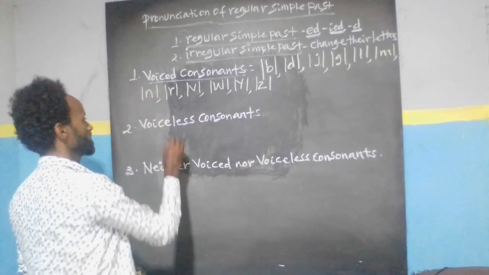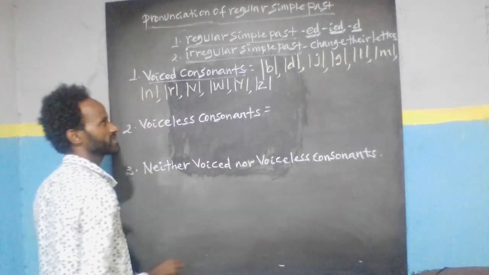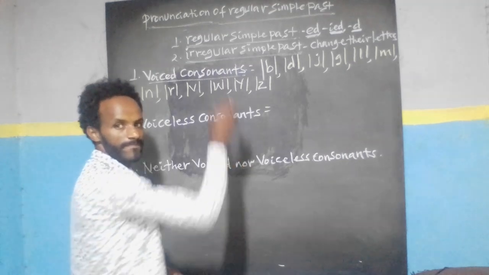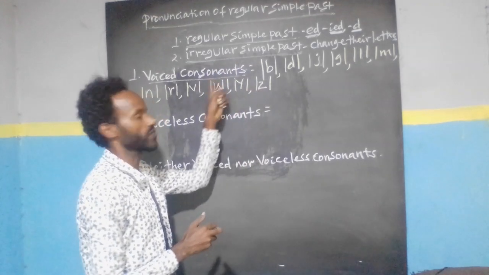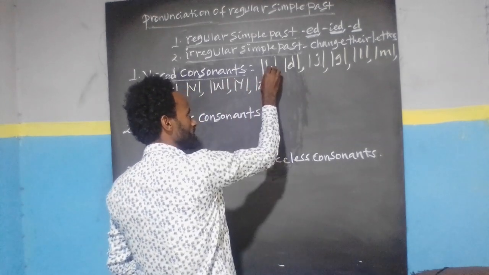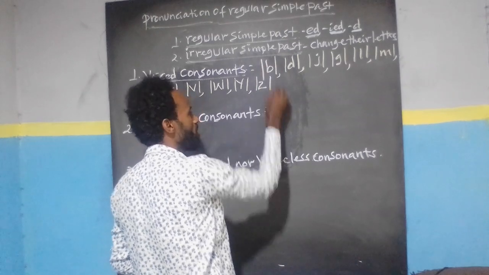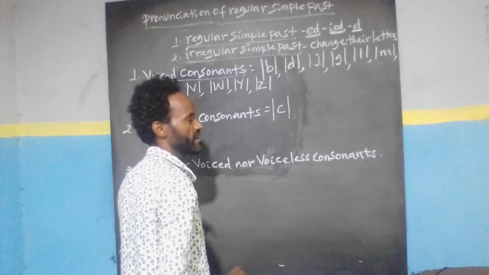And the other one is what? Voiceless consonants. Voiceless consonants means the consonant letters that are not included in the voiced ones. Here, do we have C here, class? No, so it is voiceless. C is a voiceless consonant letter.